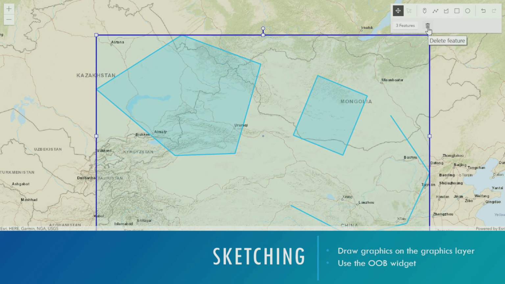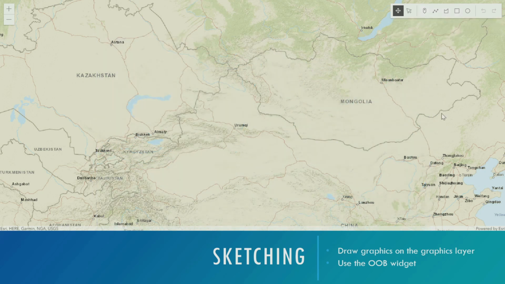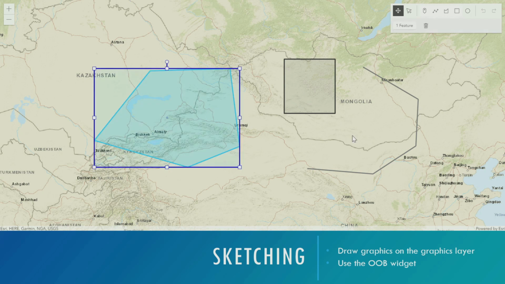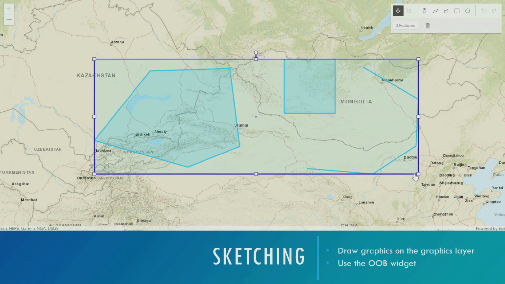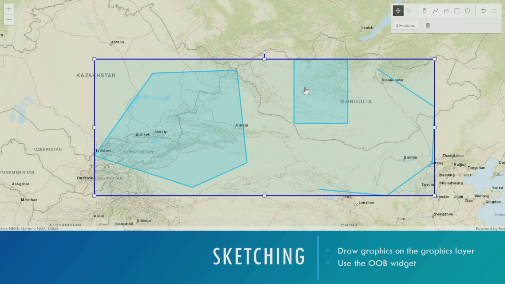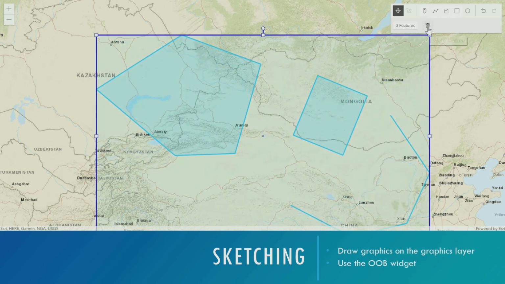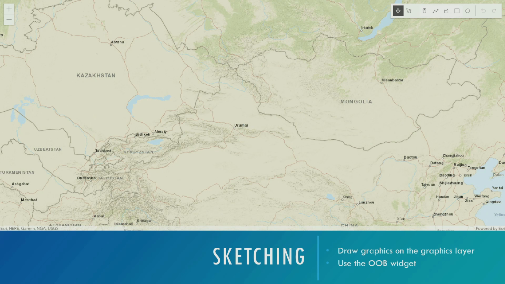So we've come out with the sketch widget. It's an out-of-box widget that allows you to draw graphics on the graphic layer. So that means that you're just doing redlining. You're not saving it back to the database anywhere. It's just drawing and sketching literally on the map. You can use this out-of-box widget, or like I was describing with the widget paradigm, you can just use the sketch view model and create your own experience for sketching. You can do either one.